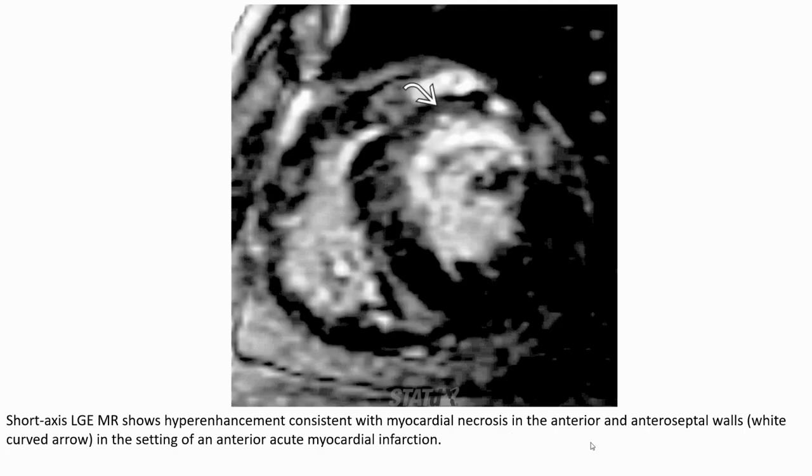Short axis LGE MR also shows hyperenhancement consistent with myocardial necrosis in the anterior and anteroseptal wall, white curved arrow, in the setting of an anterior acute myocardial infarction.